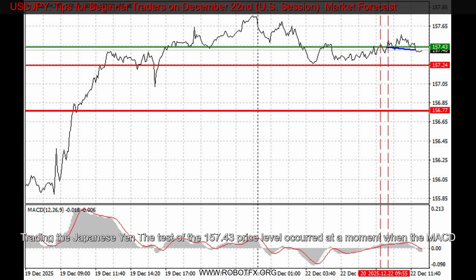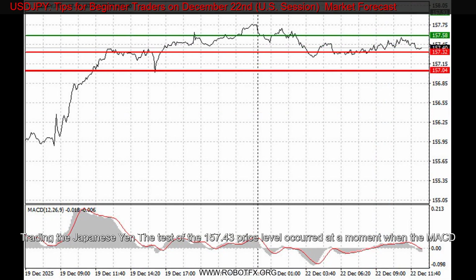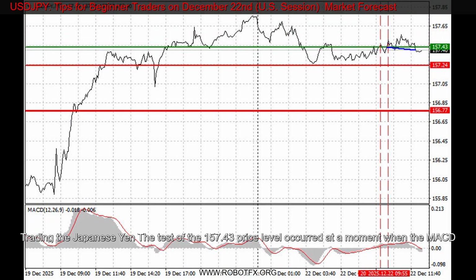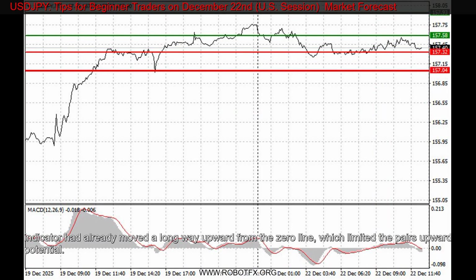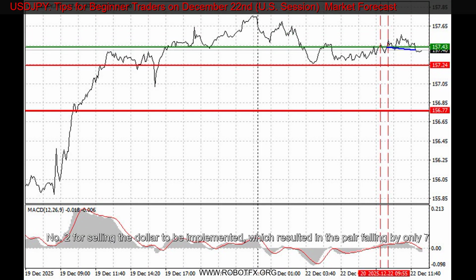Trade analysis and tips for trading the Japanese yen. The test of the 157.43 price level occurred at a moment when the MACD indicator had already moved a long way upward from the zero line, which limited the pair's upward potential. For this reason, I did not buy the dollar. A second test of this price level allowed scenario No. 2 for selling the dollar to be implemented, which resulted in the pair falling by only 7 points.